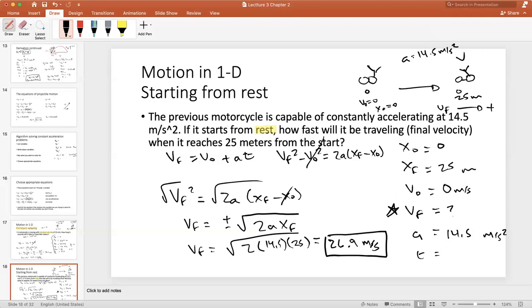But let's go back and look at something. We knew that X final minus X initial was V naught T plus AT squared over 2. This is 0 and this is 0. So we have that X final is AT squared over 2. If I solve this for T, what I get is the square root of 2X final over A. 2 times 25 divided by 14.5, take the square root. Square root of that is 1.86 seconds.